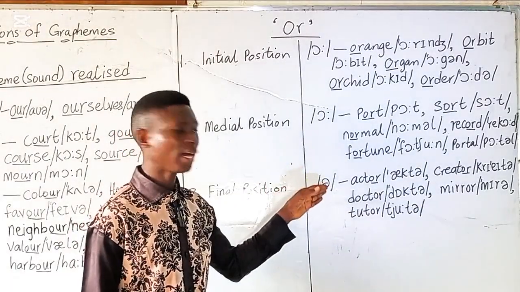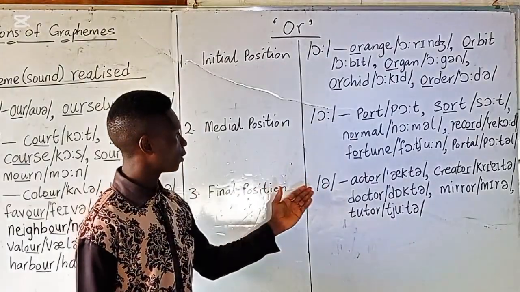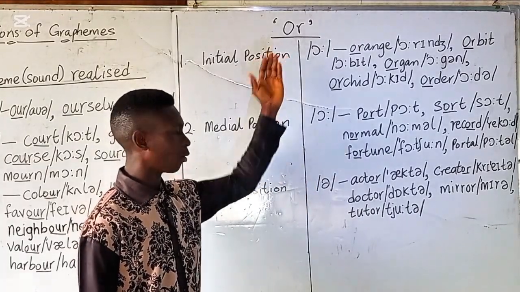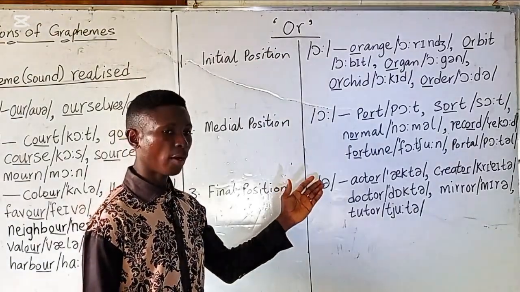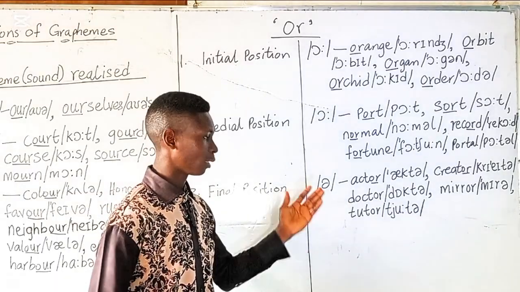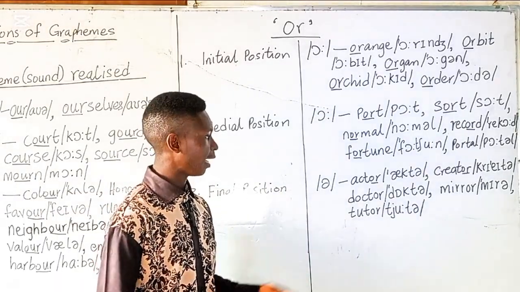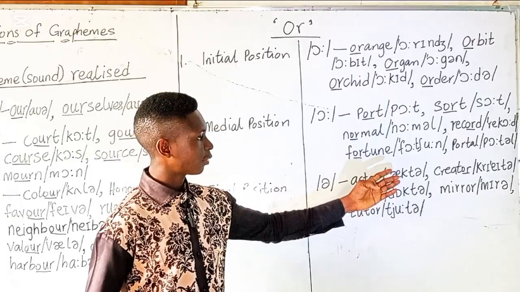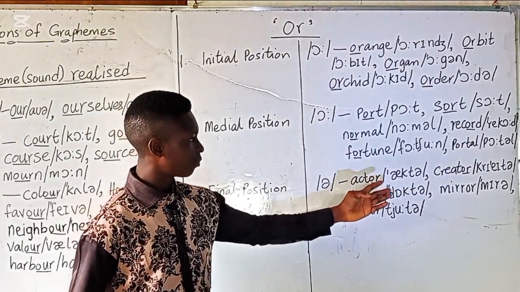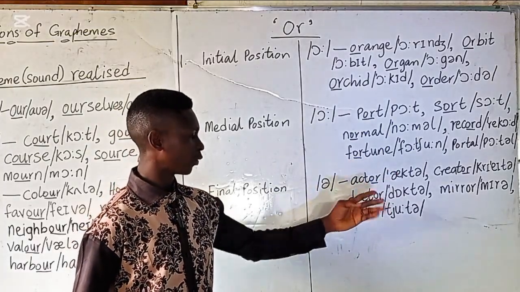But at the final position of words, the OR you change to R. That's the short R again. Now, the schwa sound, vowel number 12, as in actor, creator, doctor, mirror, and tutor.